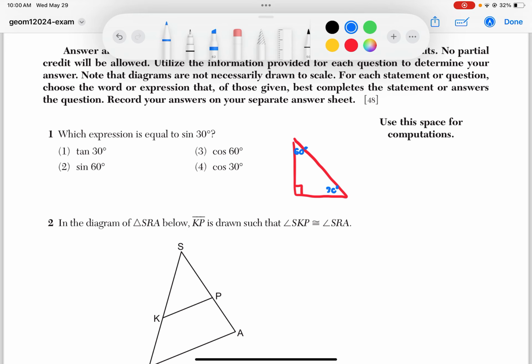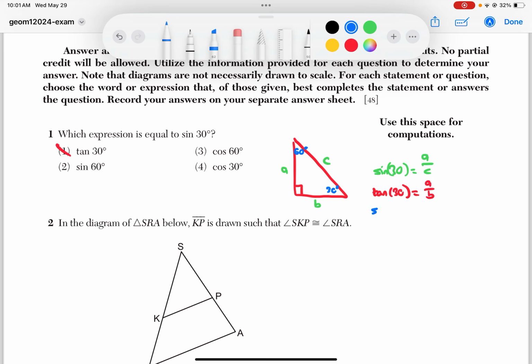Let's give these sides names. Let's just call them A, B, and C, like we're doing the Pythagorean theorem. If we look at sine of 30, that would be opposite over hypotenuse, which would be A over C. So which of these other expressions would also give me A over C? Well, tangent of 30 would be opposite over adjacent, which is A over B, so it cannot be that one.